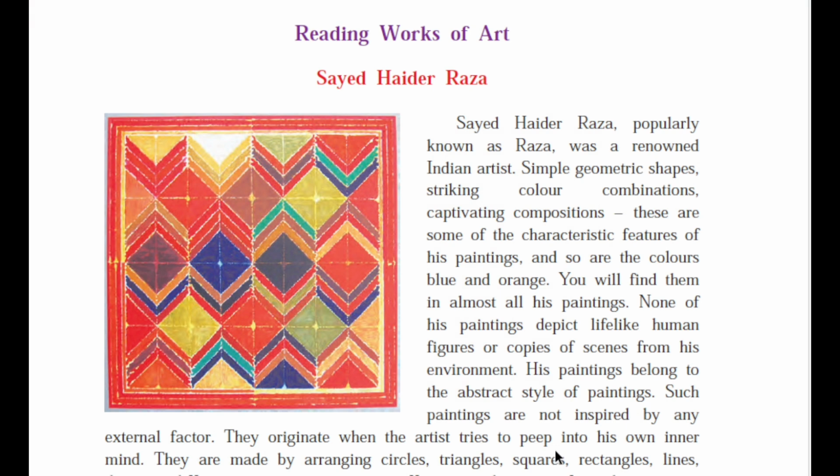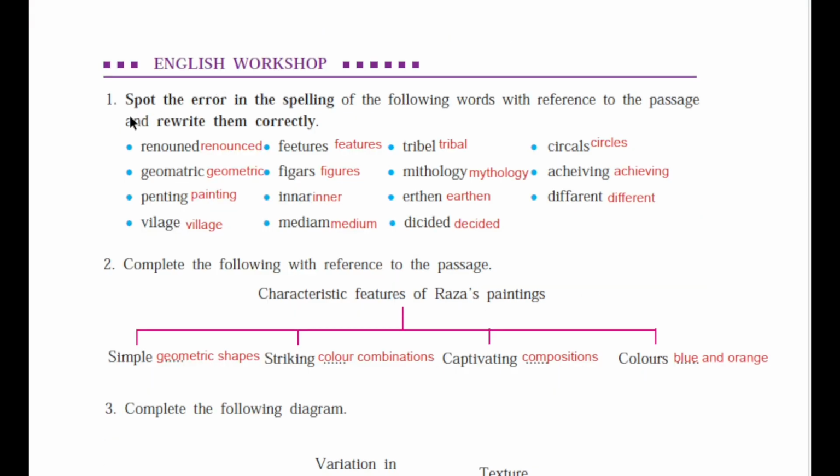Reading Works of Art. English Workshop. Question number 1. Spot the error in the spelling of the following words with reference to the passage and rewrite them correctly. Correct spelling: renounced, features, tribal, circles.